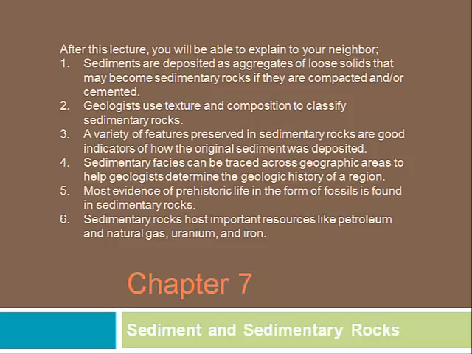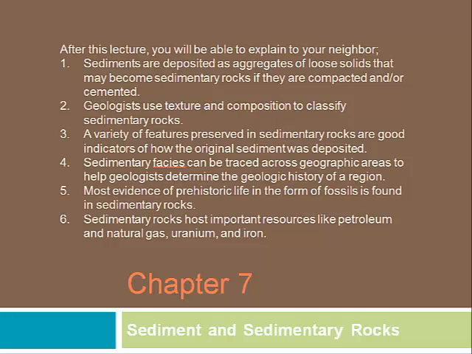And geologists use the texture and composition of these rocks once they're in rock form to determine what kind of sedimentary rocks they are. There are a variety of features preserved in the sedimentary rocks, which are good indicators of how the original sediment was deposited. So if it's sandstone versus small pebbles, you'll know that one came from a beach, possibly the other came from a stream bed. We'll talk about the sedimentary facies, which means face, obviously, or front, and it can be traced across geographic areas to determine how big a geological region was or the geological history of a region.